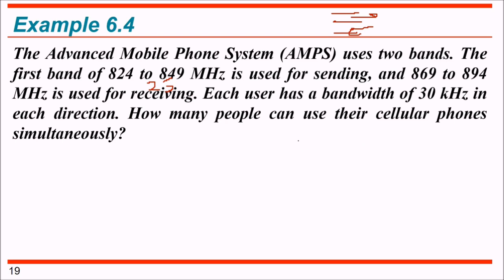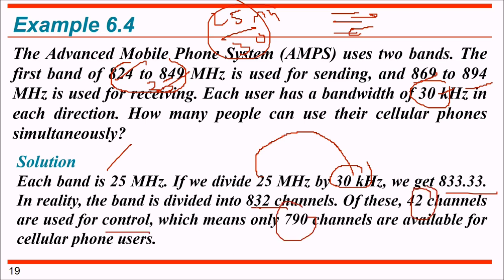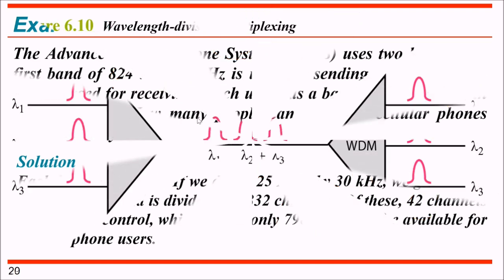How many people can use their cell phone simultaneously? Each band is 25 megahertz. You take the difference of 849 and 824, or 894 and 869, that will be 25 megahertz. We divide 25 megahertz by 30 kilohertz because each user requires a bandwidth of 30 kilohertz. We get 833.33, but in reality the band is divided into 832 channels. Why? Because 42 channels are used for control, so 790 channels are available for cellular phone users.